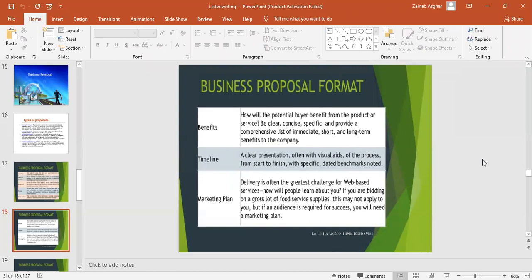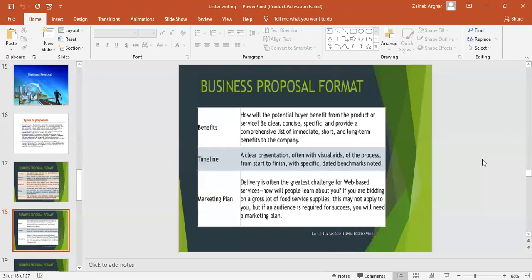So be very clear about it, be to the point. Don't try to exaggerate. Exaggeration means things that are actually not in your product. Whatever things you carry about your product, you need to tell them in a better way. But a better way doesn't mean exaggeration. मतलब बढ़ा चढ़ा के you don't need to बयान, you don't need to tell, आप उसको बयान ना करें, ठीक है. And provide a comprehensive list of short and long term benefits to the company.